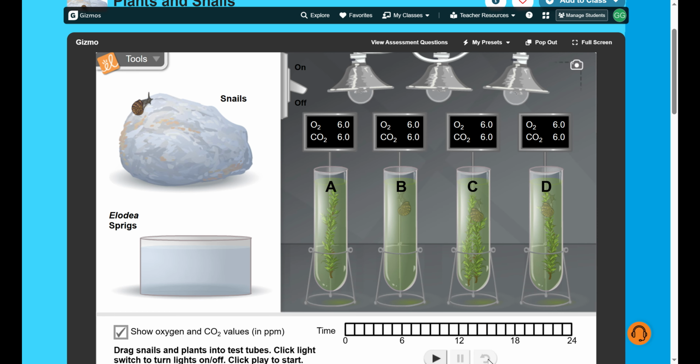We can now press reset to reset the water, and we can adjust the number of sprigs and snails in each of our tubes and change the conditions as per the assignment and repeat the experiment.